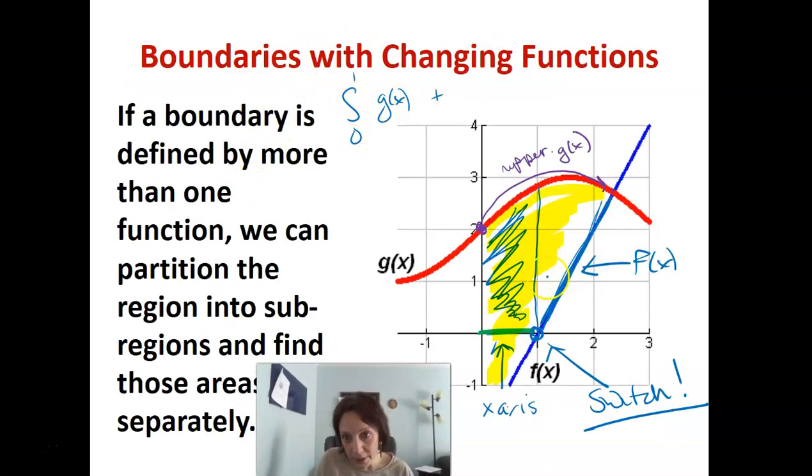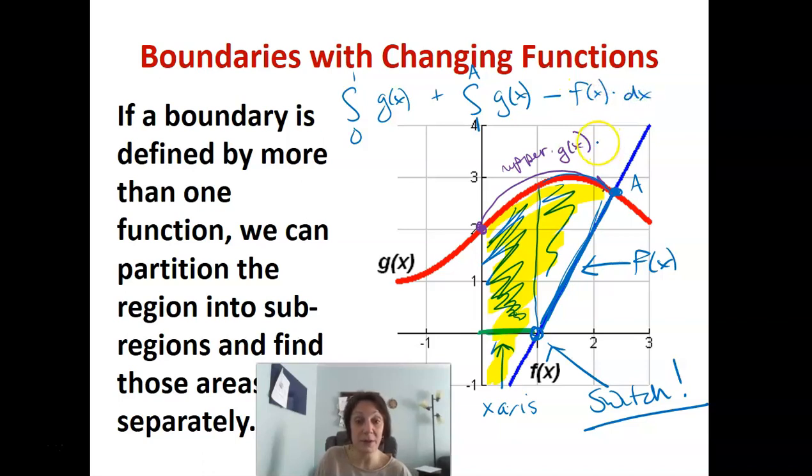I need another integral that goes from 1 out to this intersection point. Let's call it A. So I need an integral that goes from 1 all the way out to A. And in this area here, it's the upper boundary, which is g of x, minus a lower boundary. This time I have a lower boundary of a function, so minus f of x. And that's going to get the job done. I just have to split it into 2 separate areas.